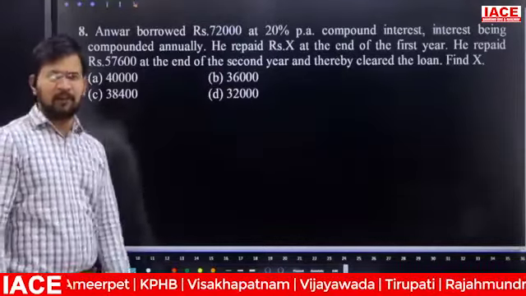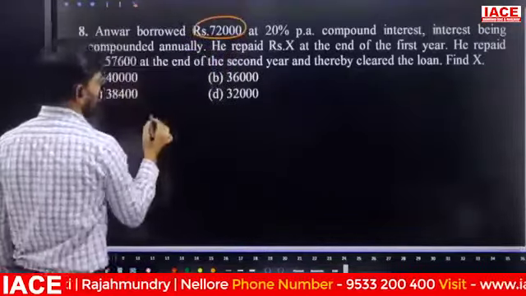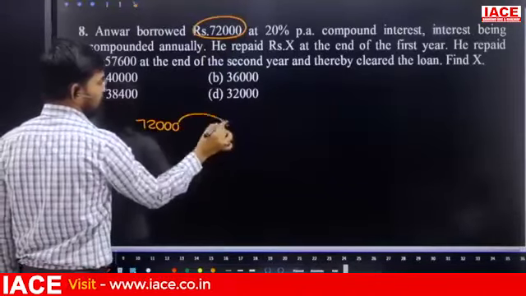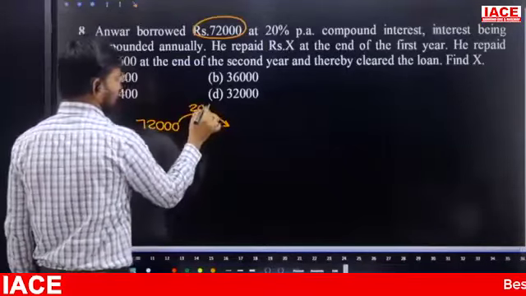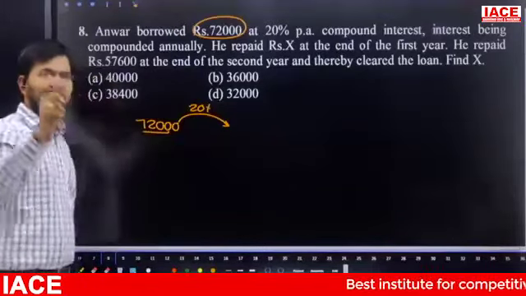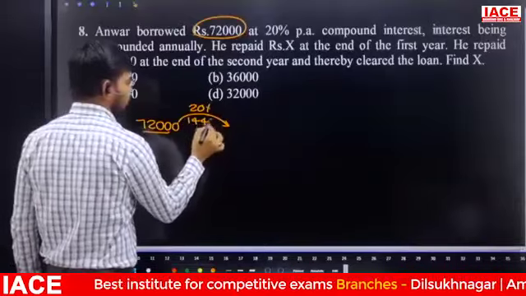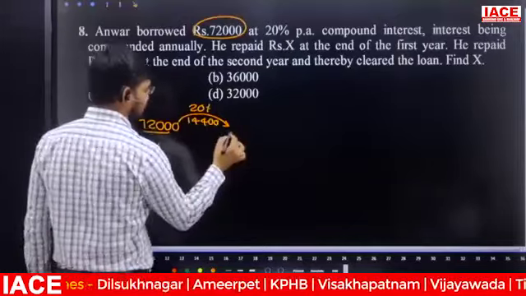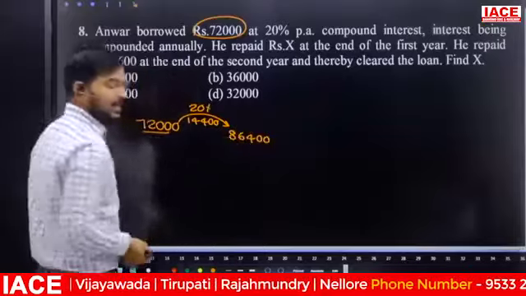First of all, Anwar borrowed how much? 72,000. Principal is 72,000. Rate of interest is 20%. So 20% on 72,000: 10% is 7,200, 20% is 14,400. So 72,000 plus 14,400 is 86,400. This is the end of the first year.